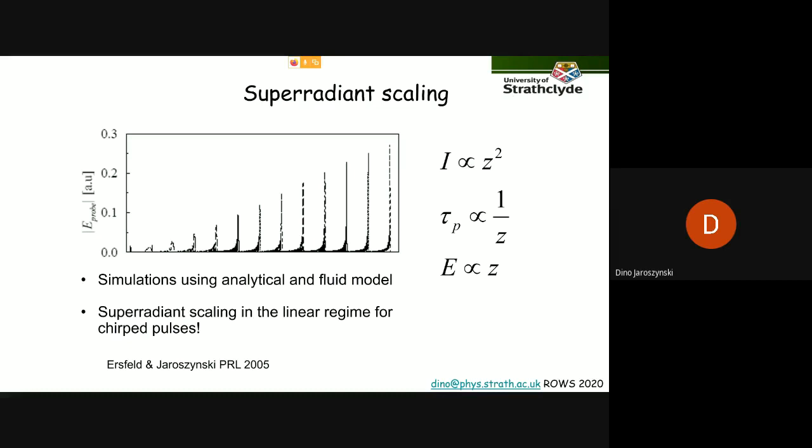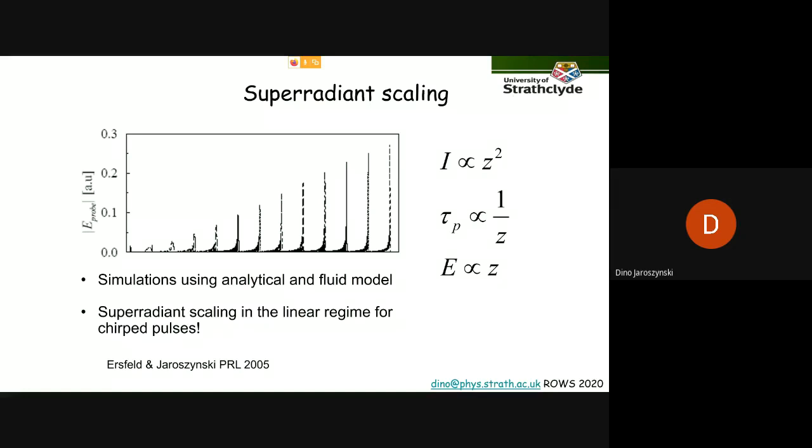What happens, you add more Fourier components as you propagate through, and then the pulse will compress as you add more and more Fourier components. So the radiation, each Fourier component comes from a different region of the pump pulse, a different region of the medium, and you can get this very short pulse being amplified. And it has the so-called super radiant scaling, just as in Dicke super radiance. So the intensity grows as a function of the square of the propagation distance.